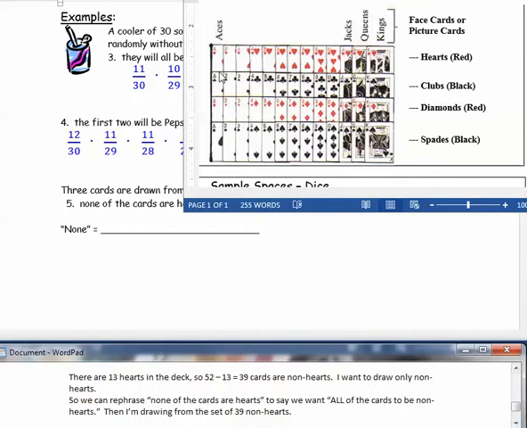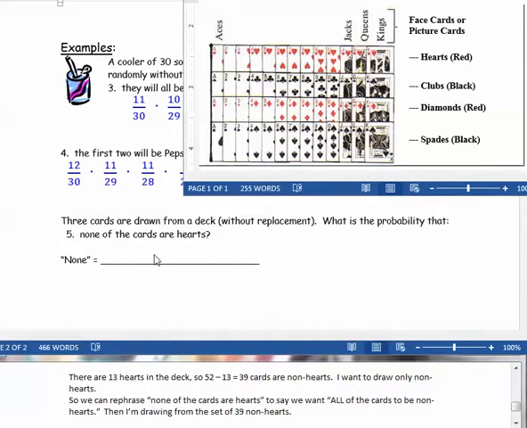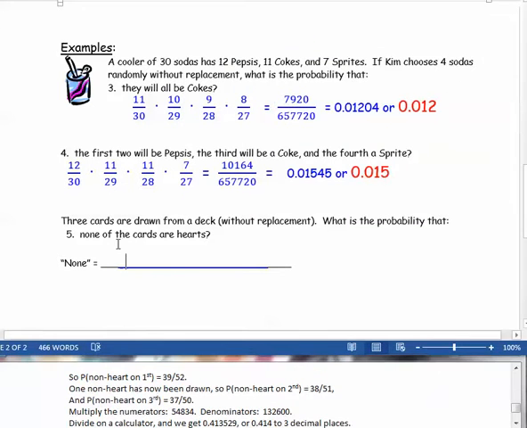Well, there are 13 hearts in the deck, so all the rest of them, which would be 52 minus 13, would be 39 cards in the deck, are non-hearts. I want to only draw non-hearts. So we can rephrase this, none of the cards are hearts, to say we want all of the cards to be non-hearts. And that way I know I want to draw from the set of 39 non-hearts. So none are hearts would be all are non-hearts.